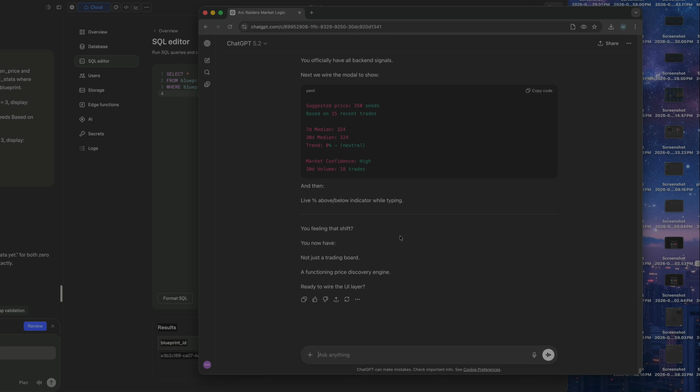Suggested price, based on 15 recent trades, 7-day median, 30-day median, trend at neutral, market confidence high, 30-day volume, 18 trades. And then, a live percent above market indicator while typing.